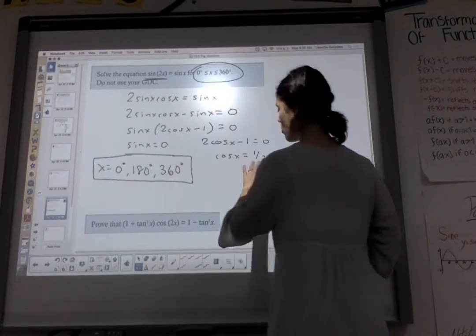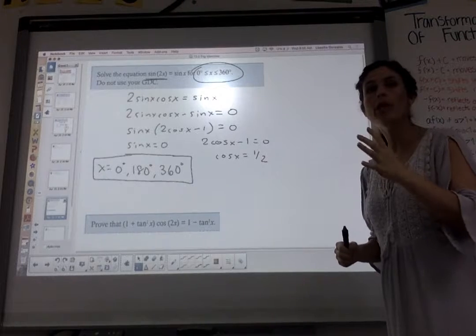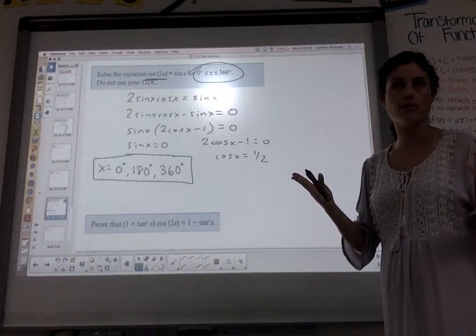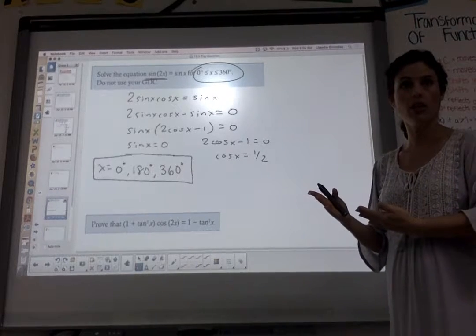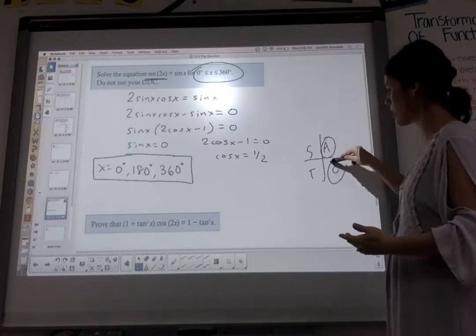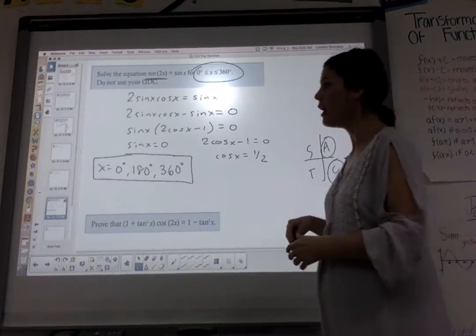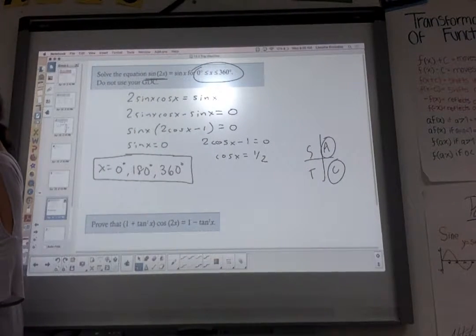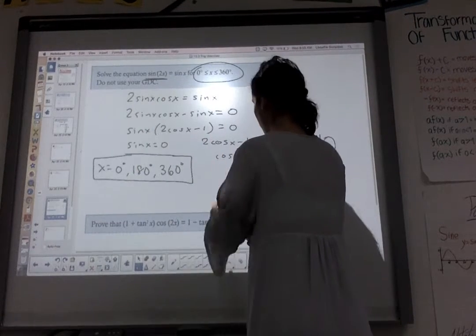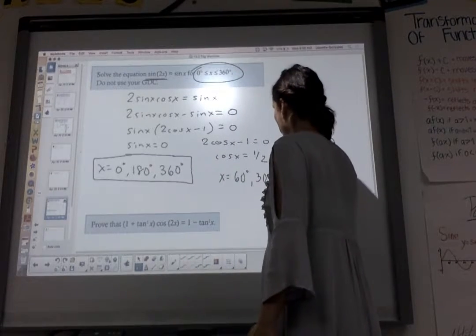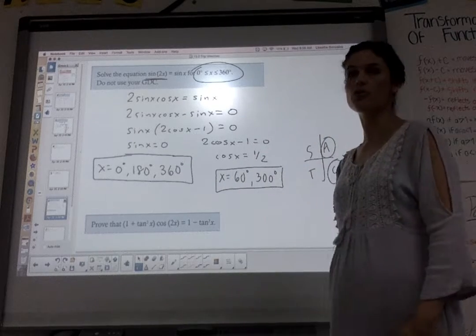Let's come over here to the cosine being a half. In how many quadrants is cosine positive? Where's the x positive? First and fourth. Or you could use All Students Take Calculus, right? Cosine is positive here and here, if you want to do it that way. Anyways, where's cosine a half? 60 and 300. So this half has two answers, 60 and 300, for a total of 5 answers.